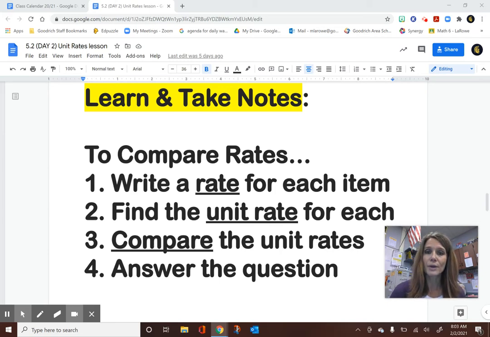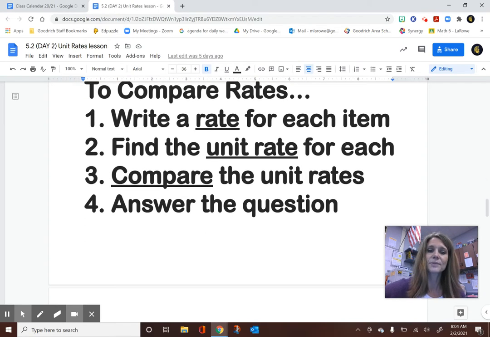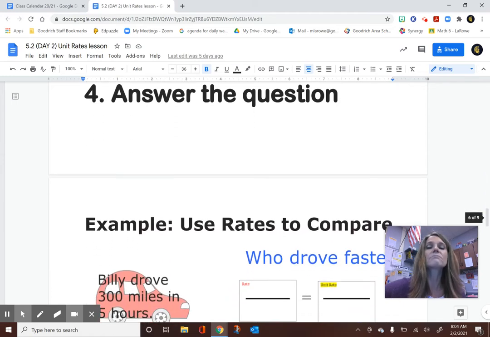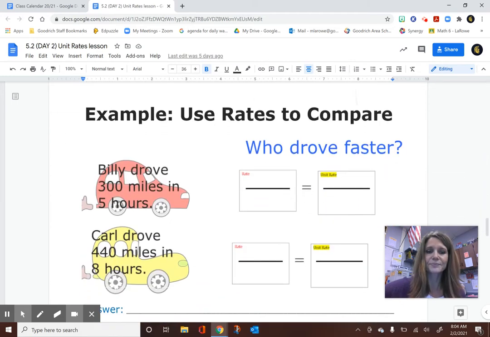Once we have a unit rate, then we look back and compare. How much are we paying for just one? And once we see, the cheaper one is going to be the one that's going to answer the question and be the better deal. So rate, unit rate, compare the rate.